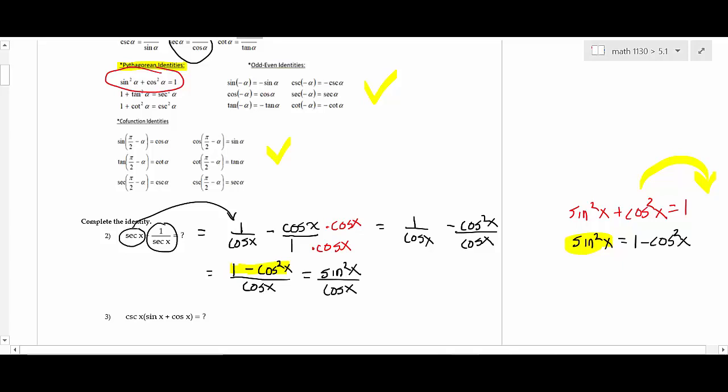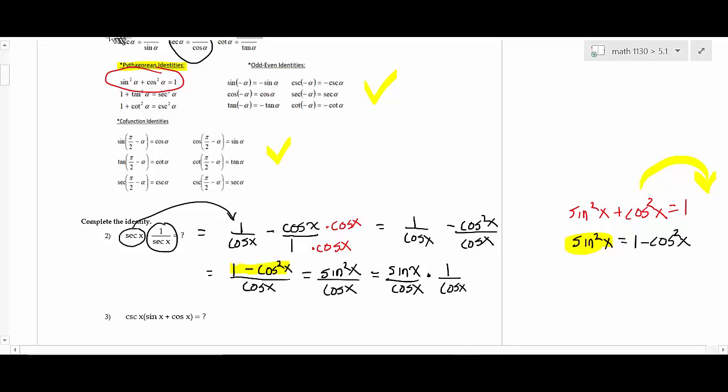Now I still want to take this a little further. I can take this still a little further. One thing you could do is split this up so it says sine x over cosine x times 1 over cosine x.